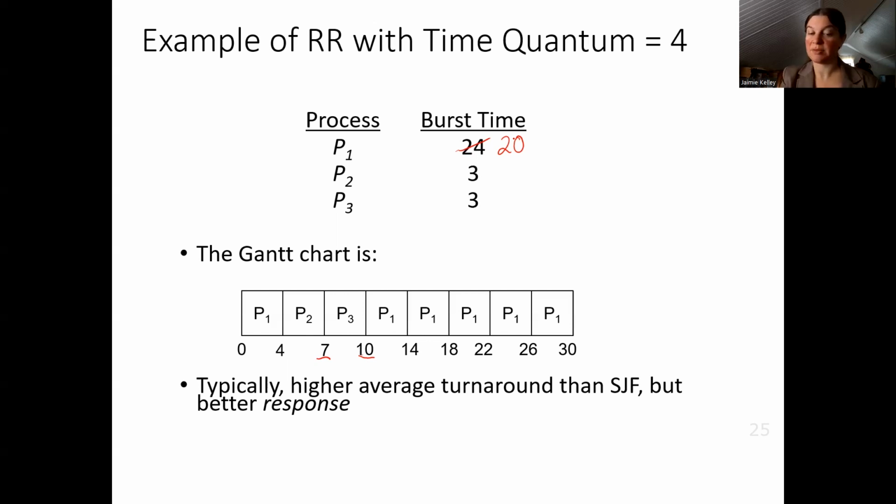So this does typically have a higher average turnaround time than shortest job first, but the time it takes to get that first response from a process is better. So this works better for interactive processes.